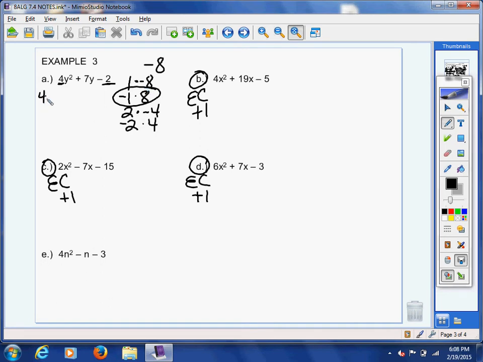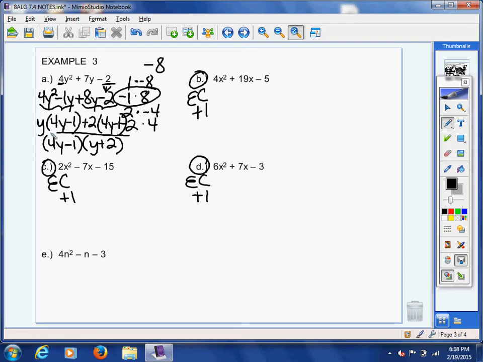So we're going to rename, we're going to drop down 4y squared. We're going to rename 7y as -1y plus 8y, and then we're going to drop down that -2. Okay, go to factor by grouping. So we're going to pull out a y. It's going to leave us with 4y minus 1. And then we're going to pull out a 2, and that's going to leave us with 4y minus 1. Beautiful. So we're going to take our 4y minus 1, that's our common binomial, and we're going to leave the rest of it behind in another quantity. And there you go.